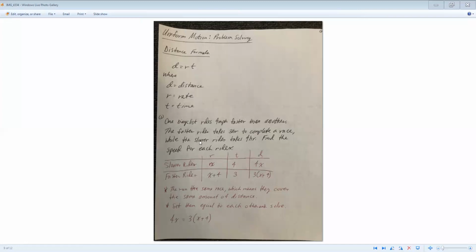You just have to have the relationship of the faster rider being 4 more than the slower rider. So the faster rider takes 3 hours to complete a race, so that's the time for the faster rider, 3, and the slower rider takes 4 hours. So here we have 4 for the slower rider.